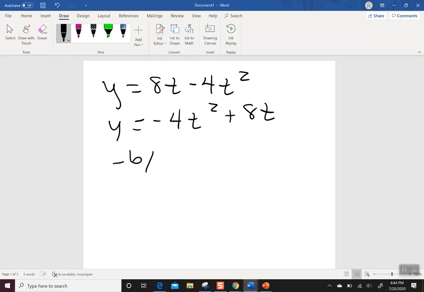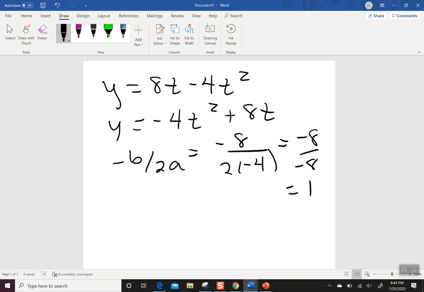So when I do negative b over 2a, that's negative 8 over 2 times negative 4. This is negative 8 over negative 8. That gives me 1. Right, so that's my x coordinate. To get my y, I'm just going to plug that in. So I have 8 times 1 minus 4 times 1 squared. 8 minus 4 gives me 4. So this 1, 4 is my vertex.